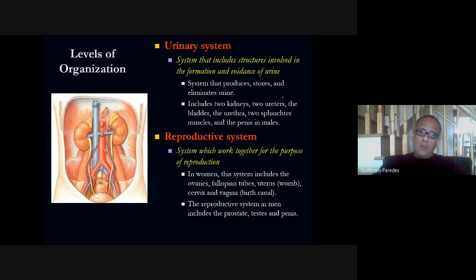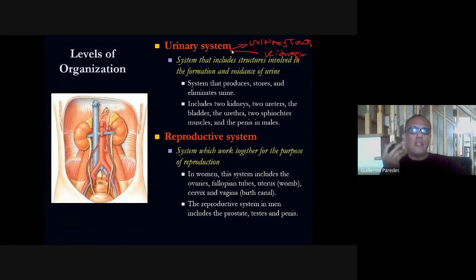Another thing you need to remember is the urinary system. In the urinary system, we have two divisions: the urinary tract and the kidneys. The urinary tract is the tubing: the pelvis, the ureters, and the urethra. So all that is cavity is the urinary tract.